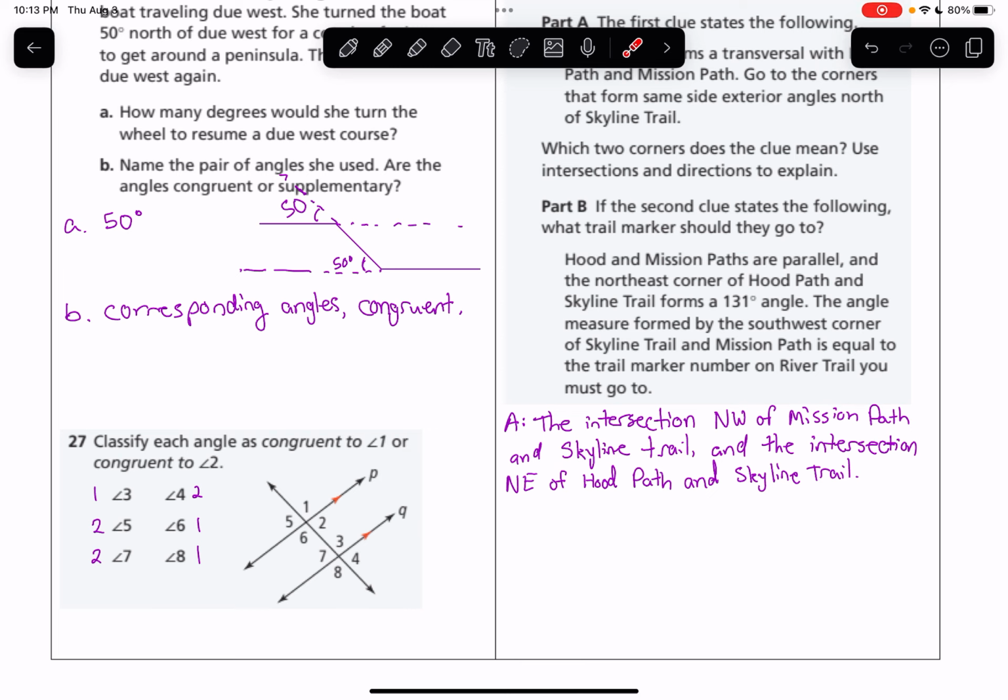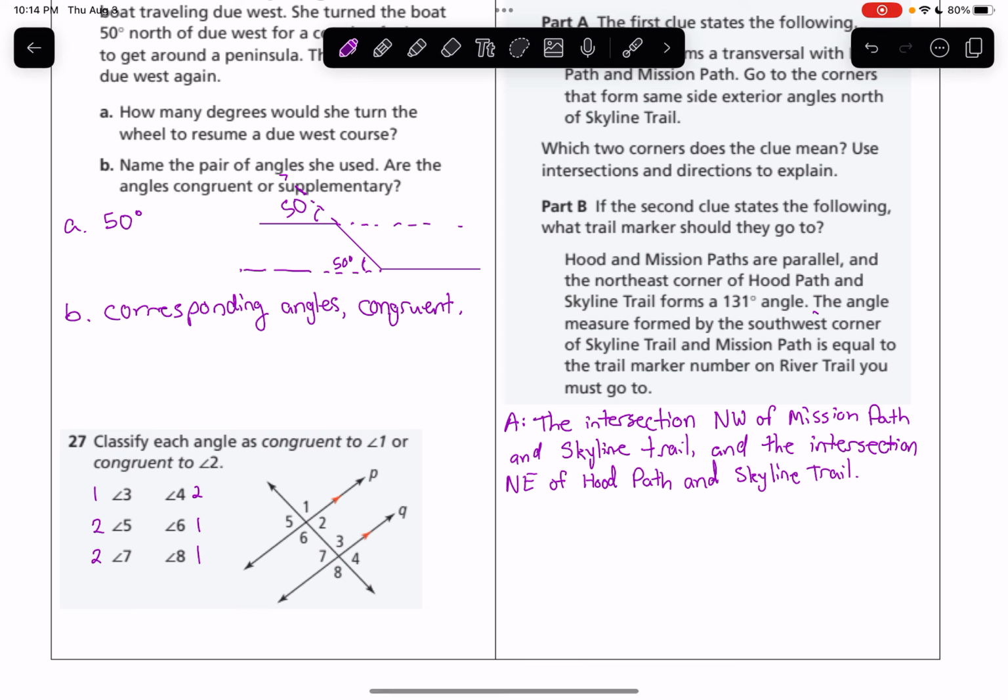Part B, if the second clue states the following, what trail marker should they go to? Hood and Mission Paths are parallel, and the northeast corner of Hood Path and Skyline Trail forms a 131-degree angle. The angle formed by the southwest corner of Skyline Trail and Mission Path is equal to the trail marker number on River Trail you must go to.